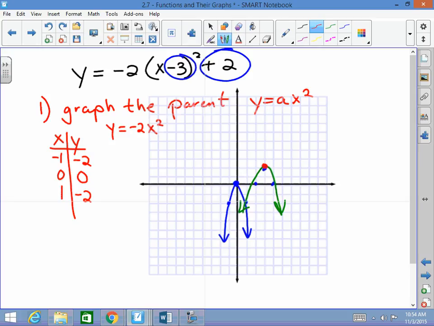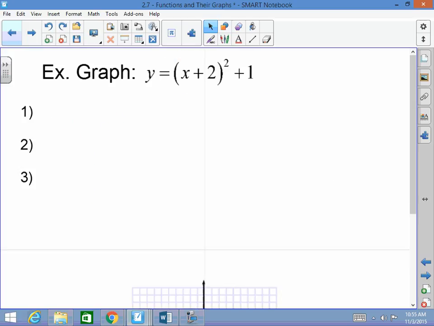I went from this point to this point by doing 1, 2, 3 to the right, up 1, 2. So this is one way to graph any function. Graph the parent, shift it. Not bad, right? This is difficult in my opinion compared to this.